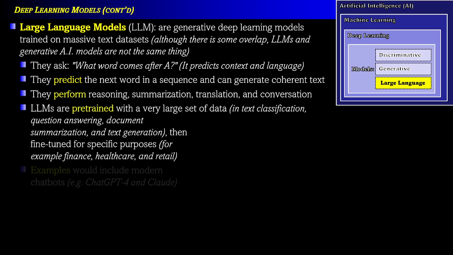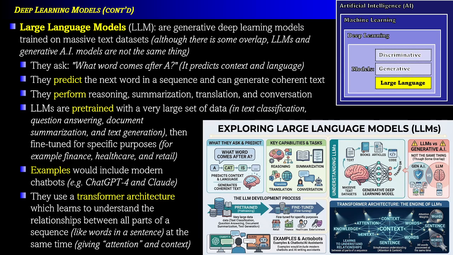And then finally, the large language model. Those are kind of also generative, right? They are trained on massive data sets. So there's some overlap. They're not really necessarily that distinctive categories. There's overlap between the LLM and the generative and the discriminative. But in general, a large language model asks questions like, well, what comes after A? So now it's a predictive model. It's predicting, often very much predicting text, whether it's spoken text or written text. It's determining and predicting context. It's predicting language. They might predict the next word in a sequence of words and then generate coherent text. So these models just keep predicting what would be the most likely next word in a series of generated pieces of text. They perform reasoning, they do summarization, they do translation, and even conversation, I might more accurately say.